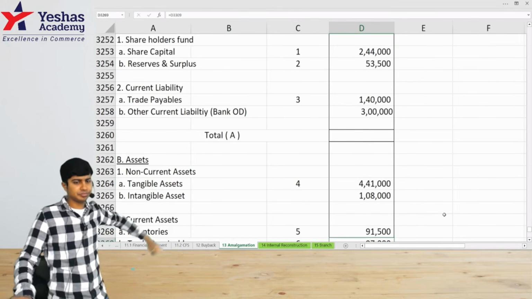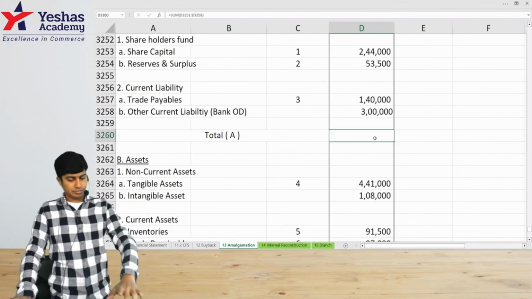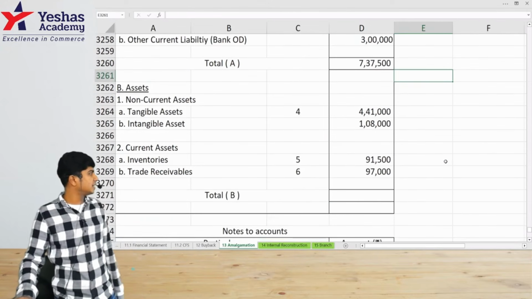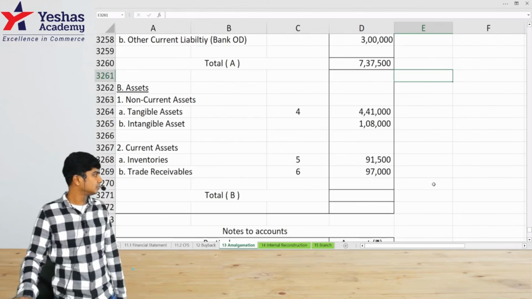Take the total. 7,37,000. Also check the total on the asset side. Did it tally?